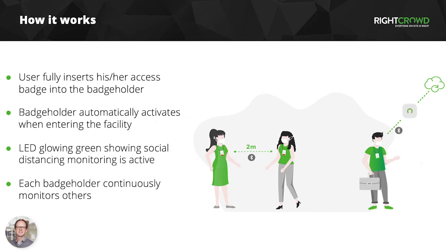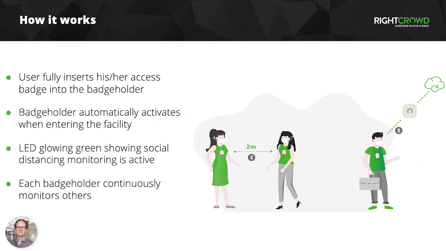As soon as I've done that, my badge holder will be activated. It's being activated automatically. As an end user, I don't need to know how that is being done. In reality, it is done by means of a gateway device, which I will talk about in more detail later on. But so I arrive in the building, I simply slip my card into the badge holder, and it activates. I will be able to check whether the device is running correctly because the LED on the device, as soon as I've entered the building, will start showing a green glowing light, which is just a visual reassurance that social distancing and contact tracing is active.